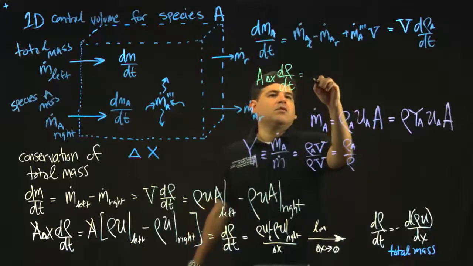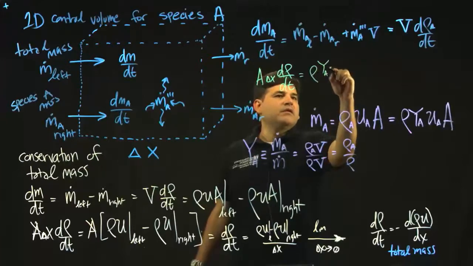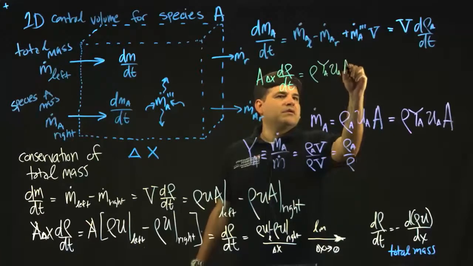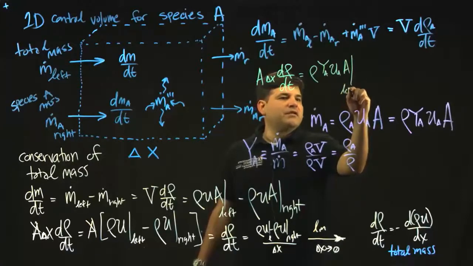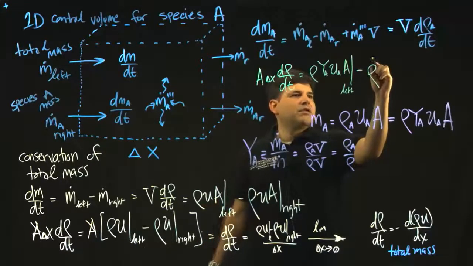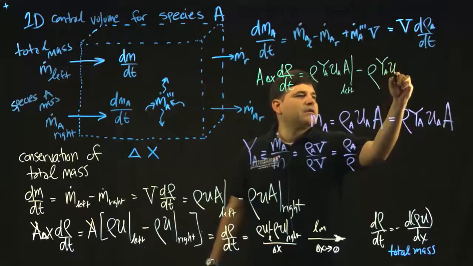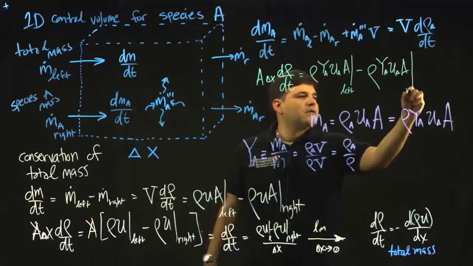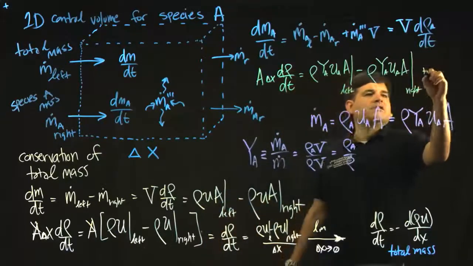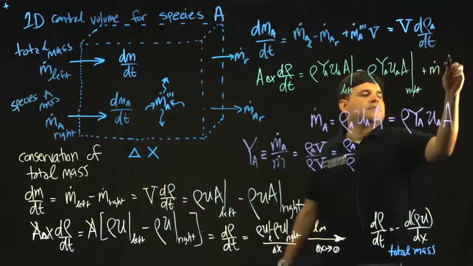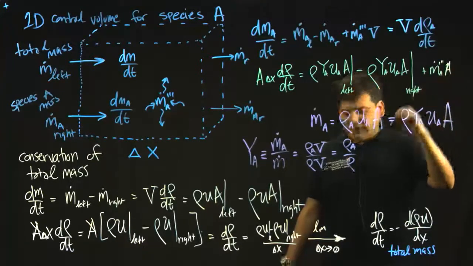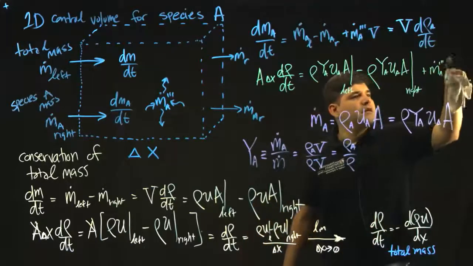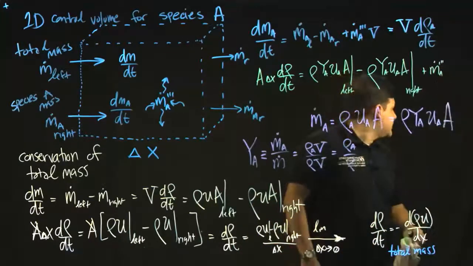So this would be the density of the total mixture times the mass fraction of this component times the velocity of this component times the area from the left, minus this similar thing, except it's coming from the right. Plus this source term, also times, instead of volume, the area times this incremental x.